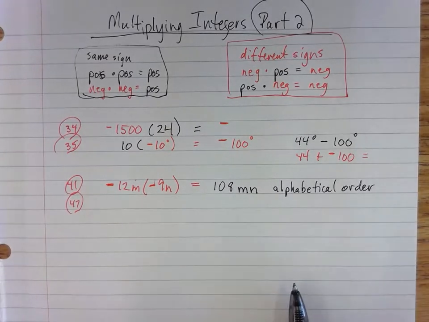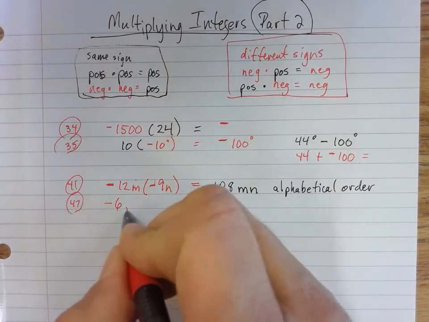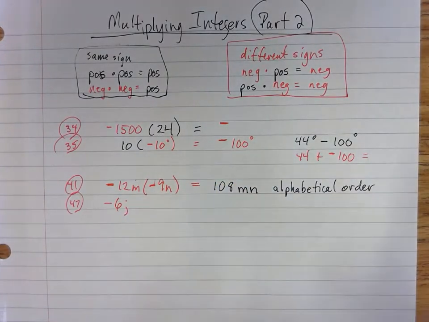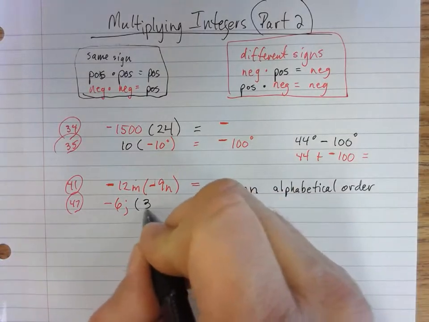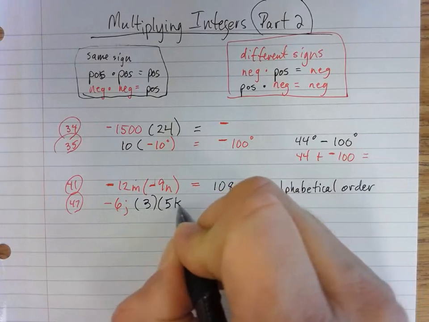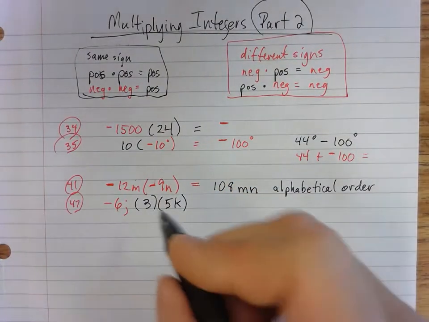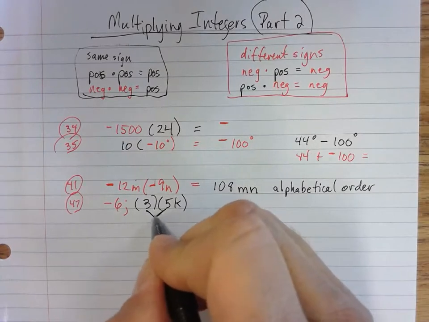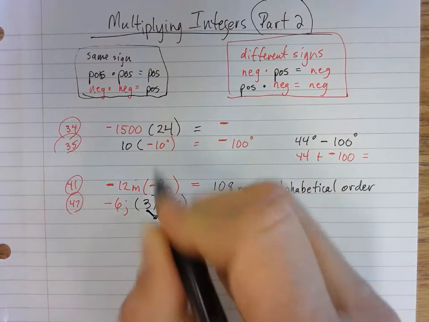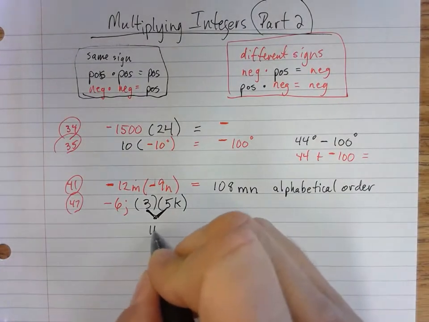All right, on 47, it was negative 6J, and then in parentheses was a 3, and then in parentheses was a 5K. All right, so if I was doing this problem, I'd just go ahead and multiply these two together. Okay, just a normal 3 times 5, positive times positive, would give you 15K.